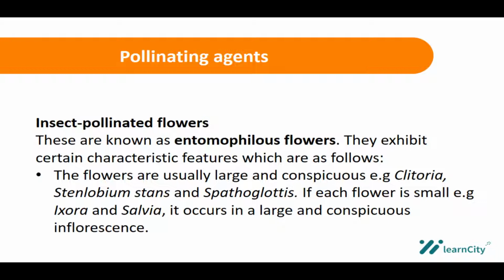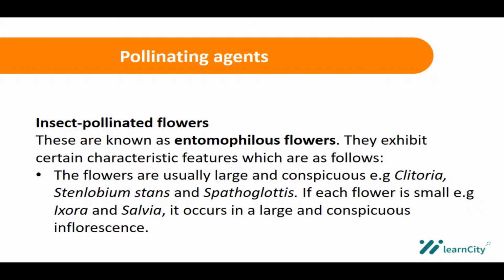Flowers pollinated by insects are known as entomophilous flowers. They have several features. For example, they are usually large and conspicuous, very visible so that they can attract the insects. Examples of these flowers include Clitoria, Stenolobium stans, and Spathodea. Those flowers are large and conspicuous to attract the insects.